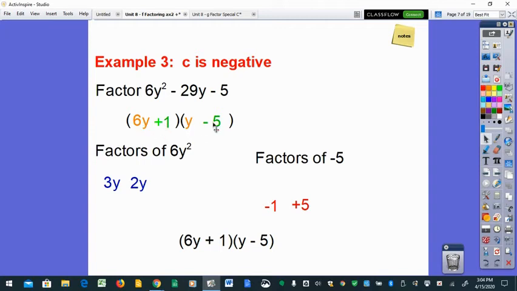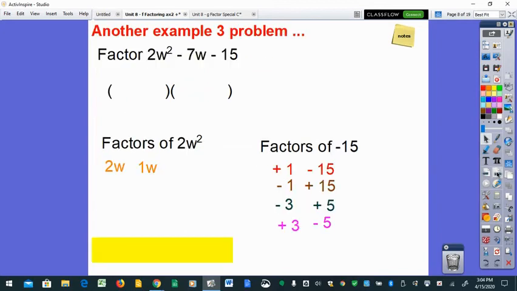And negative 30y plus 1y is negative 29y. And then a positive 1 times a negative 5 is a negative 5, and we are good to go. And there's my combination. All right, let's do another one.